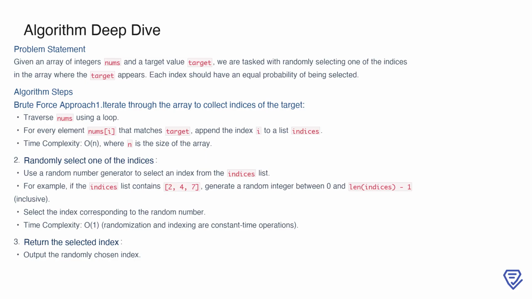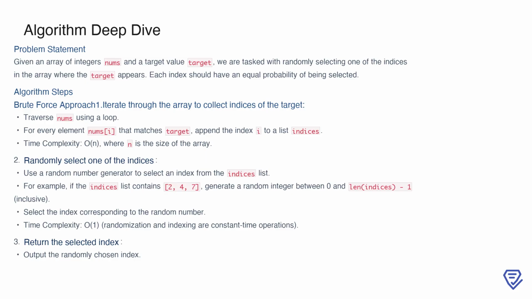The brute force approach to solve this involves two main steps. First, we iterate through the array to find all the indices where the target appears. For every element in nums that matches the target, we add its index to a list, indices. This step has a time complexity of O(n), where n is the size of the array.